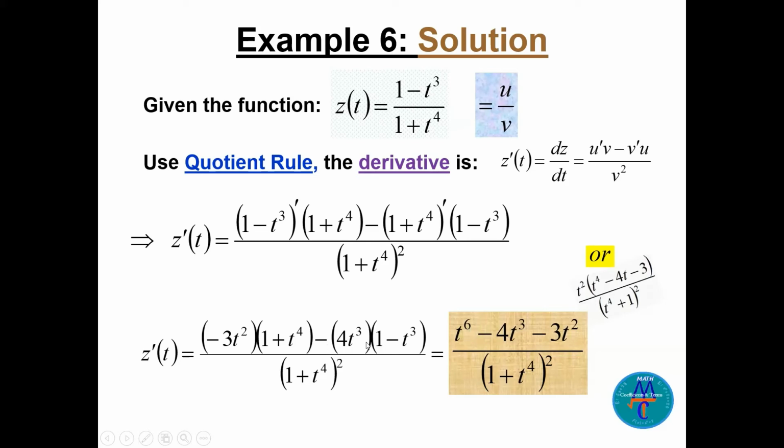Multiply out and simplify, and you will get t to the power 6. You can check it yourself, please. Minus 4t cubed minus 3t squared. This is a good answer. Or you can take t squared as a common factor. In the bracket, you have t to the power 4 minus 4t minus 3, divided by (t to the power 4 plus 1) all squared. You can leave the answer like this, or you can leave the answer like that.